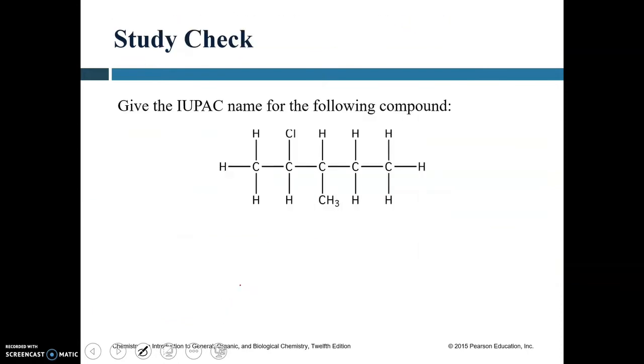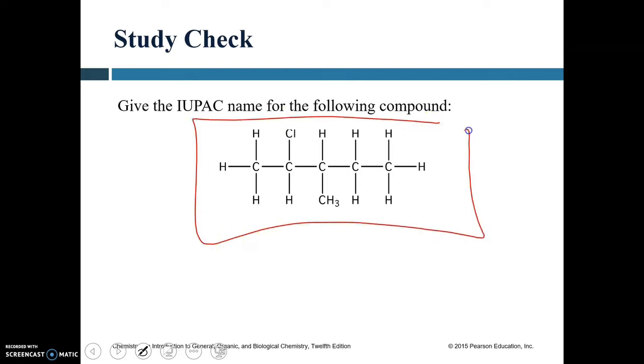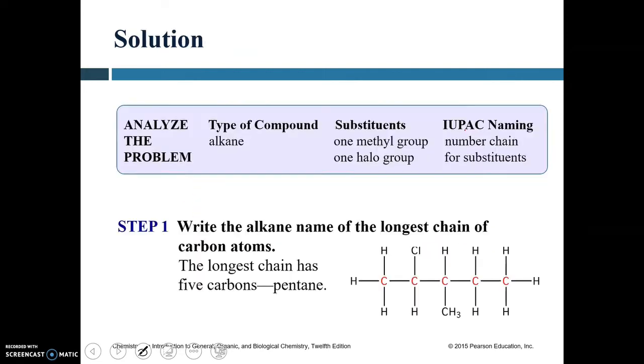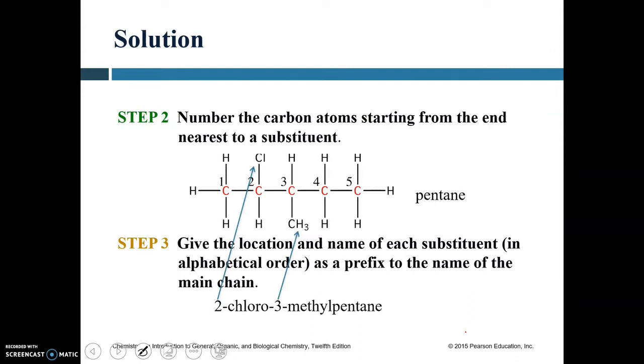Let's take a look at the naming. So what is the name of this compound? First, we need to identify the longest chain of carbon atoms. It's going to be this, 5, pentane. If we try something else, this will be 4. This will be 4 as well. So it's going to be pentane.